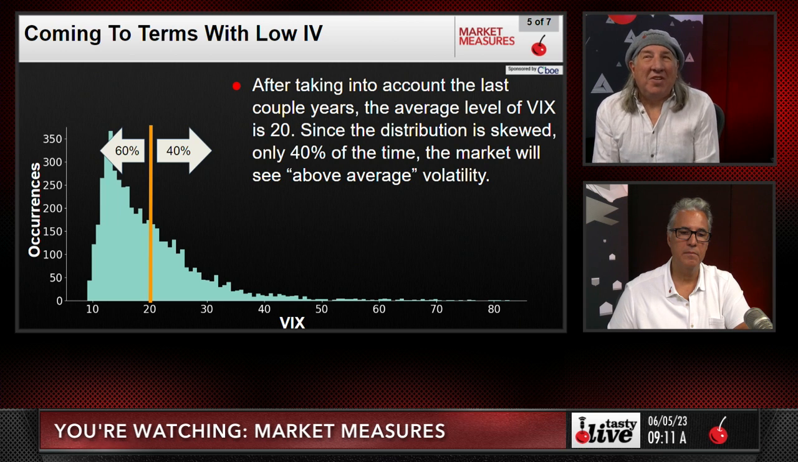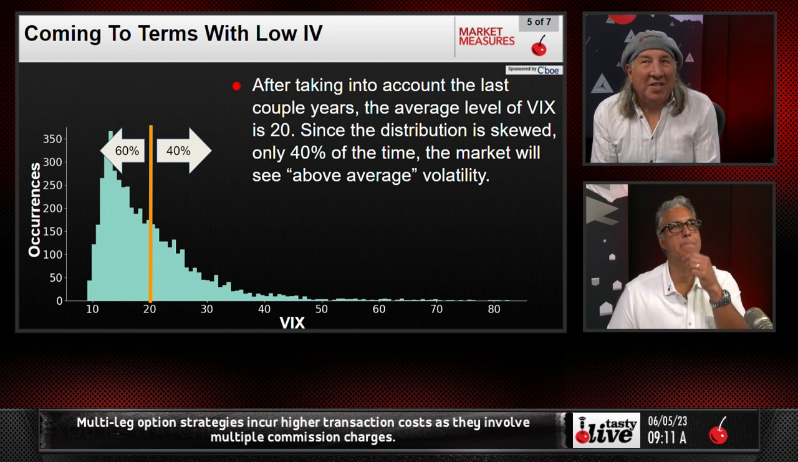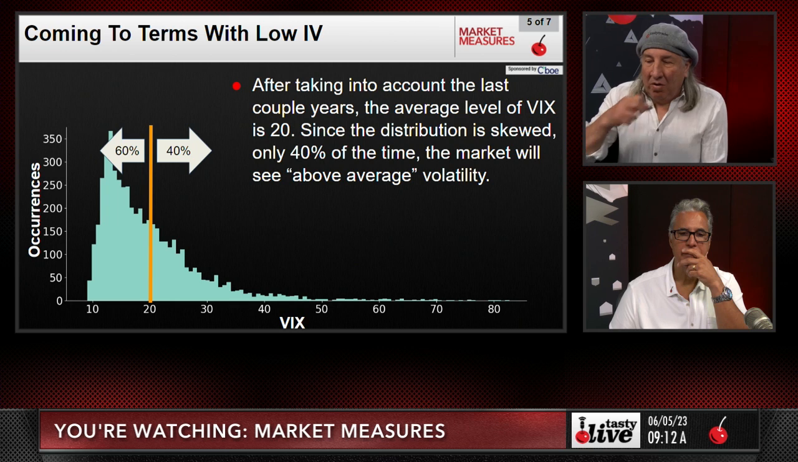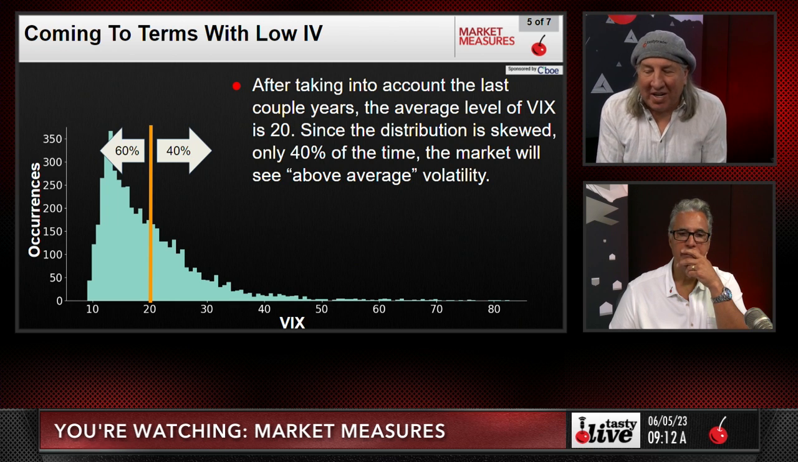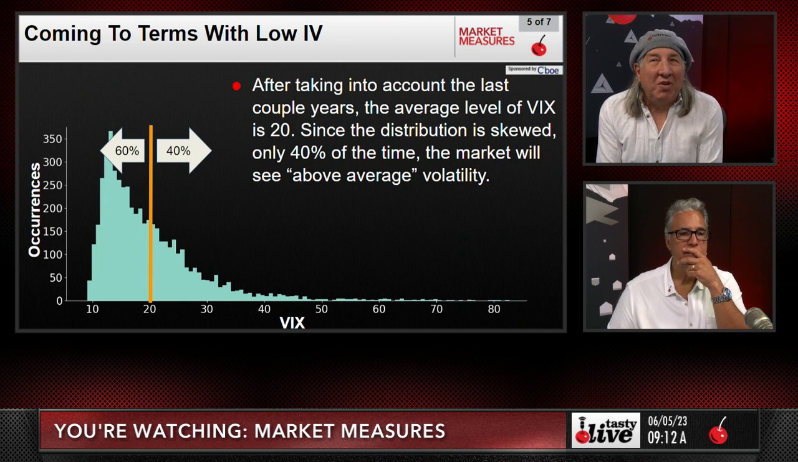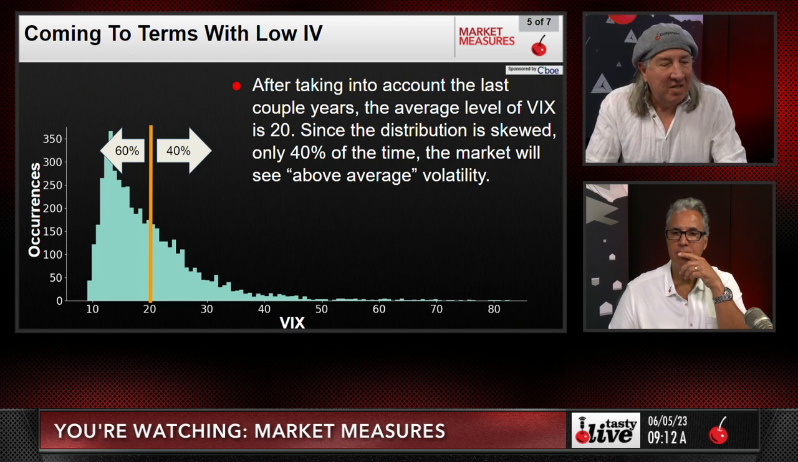After taking into account the last couple of years, the average level of VIX is about 20. Since the distribution is skewed, only 40% of the time the market will see above average volatility. I would have probably argued that number would have been lower than that, but I'm surprised. I'm surprised it's as high as 40%, actually. Let's go to the next.